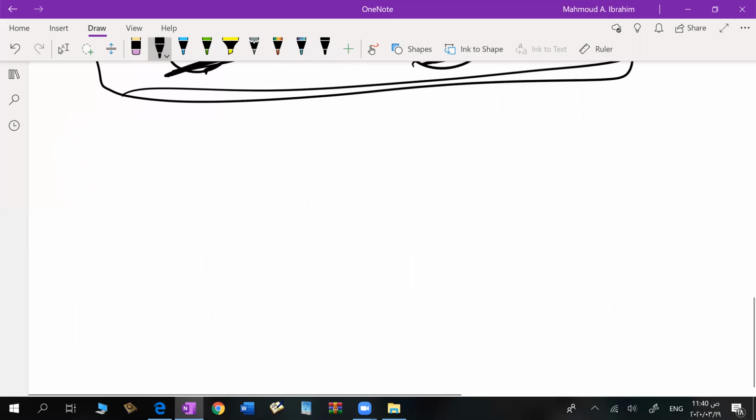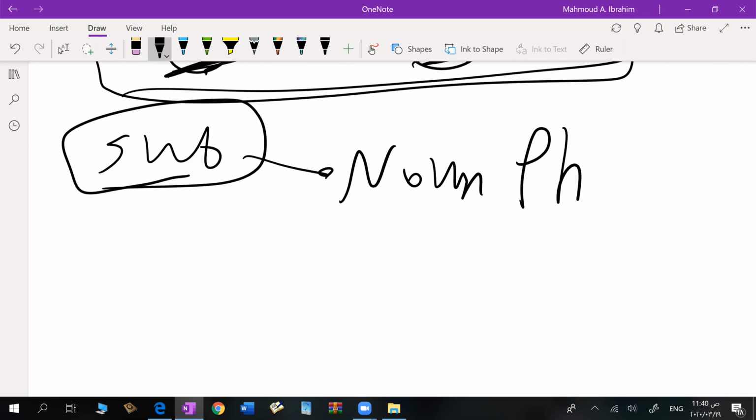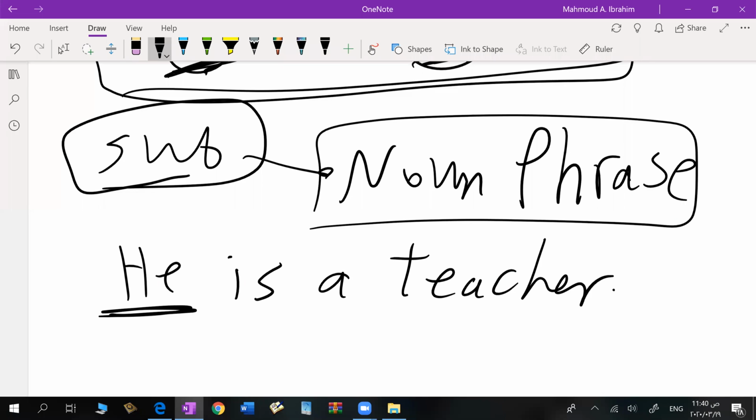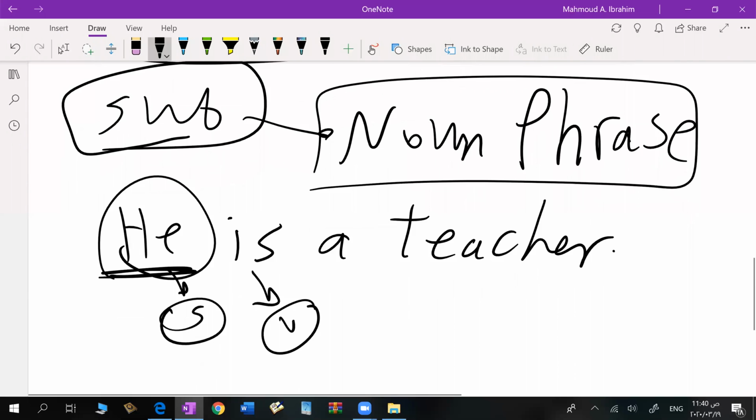A subject must be a noun phrase. Mind you, I'll be adding a lot on the book, so maybe you will need to get back to the videos, or maybe you need to take notes after me. A subject must be a noun phrase. What's a noun phrase? A noun phrase is a phrase that contains a noun. A noun is the head of the phrase. For example, I can say he. It can be a pronoun, like, he is a teacher. This is a perfectly complete sentence. He is the subject, and it's very simple. Is is the verb, which is also simple, and a teacher is the complement.